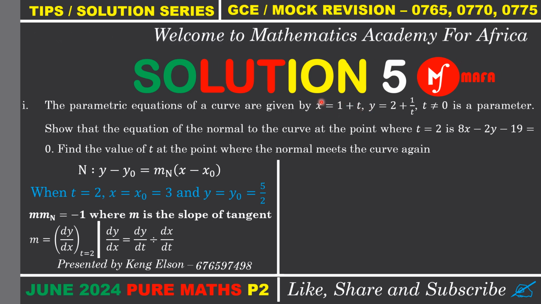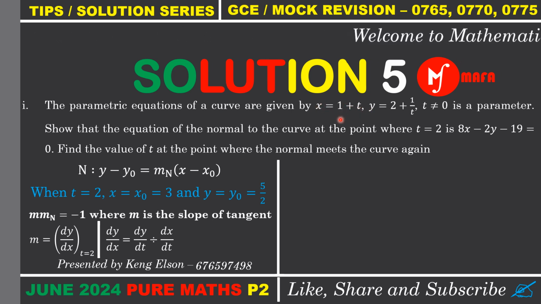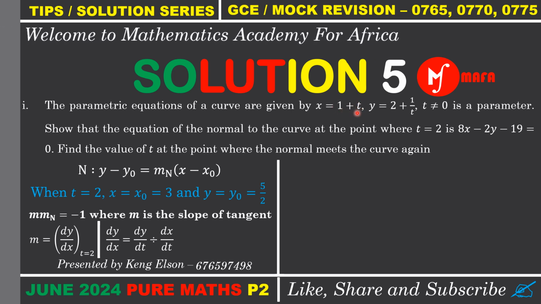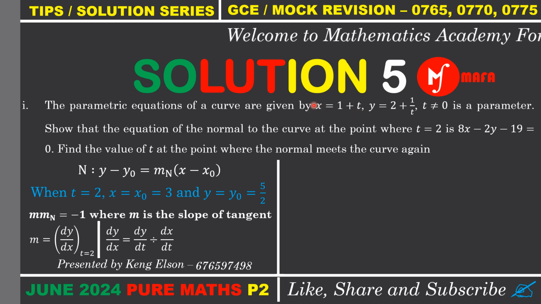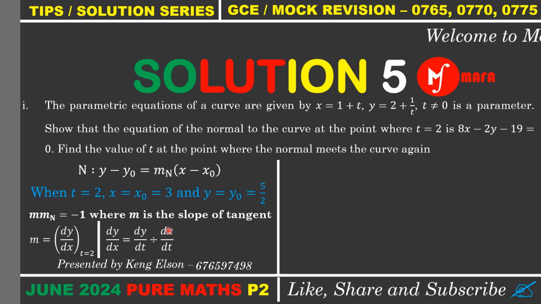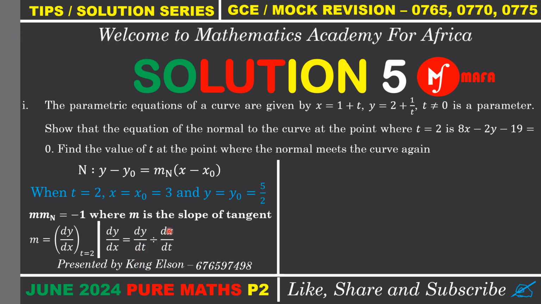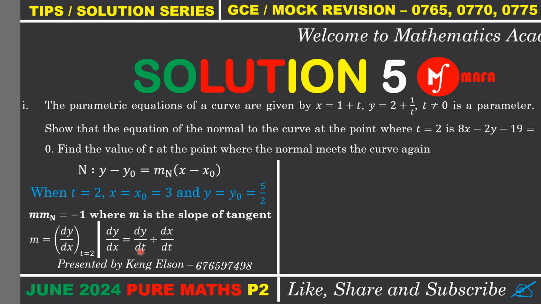Just by looking, what is dx by dt? It is equal to 1, because when I differentiate this one here, I get 0. When I differentiate t, I get 1, because I'm differentiating x with respect to t. So dx by dt is 1. So your dy by dx will just be equal to dy by dt, because when you take dy by dt divided by 1, you just get dy by dt.